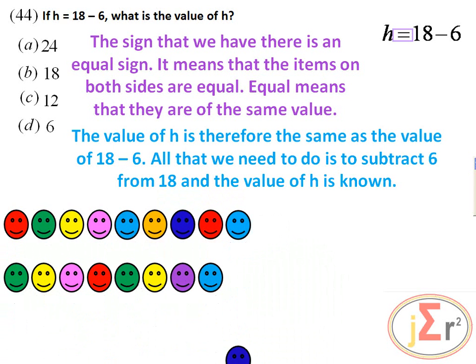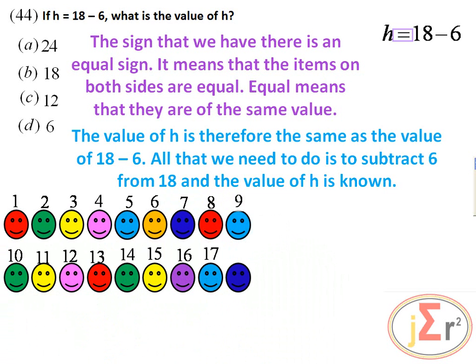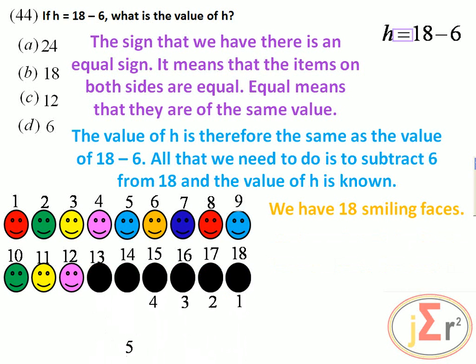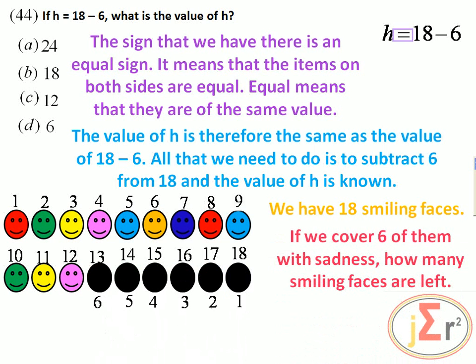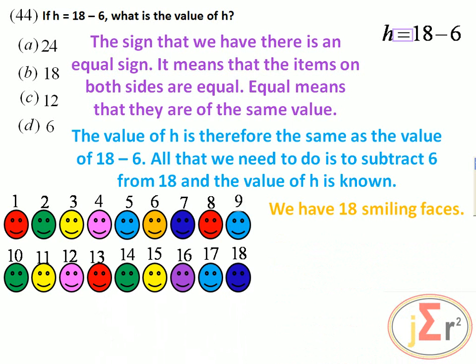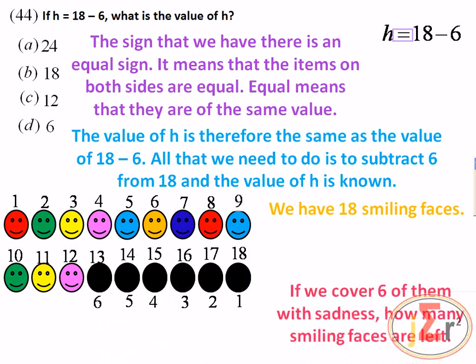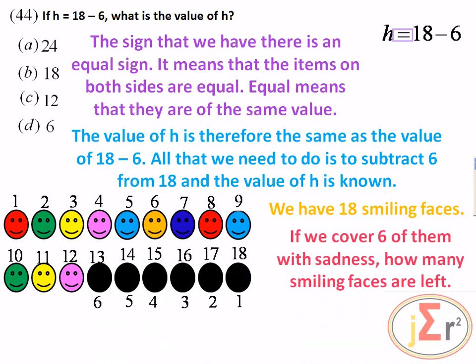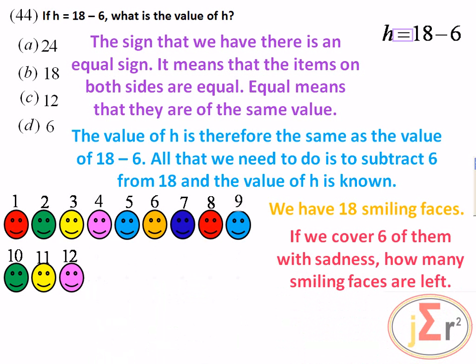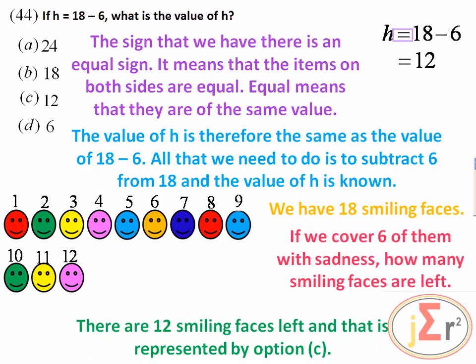So you do not have to count them as yet, Jerry, because each one of them will be numbered. And maybe at the end you'll be able to tell me the number of them. And the number of them is 18. We have 18 smiling faces. If we cover 6 of them with sadness, like we have right there, how many smiling faces are left? 12. There we have it. Only 12 smiling faces are left, and that is represented by option C.